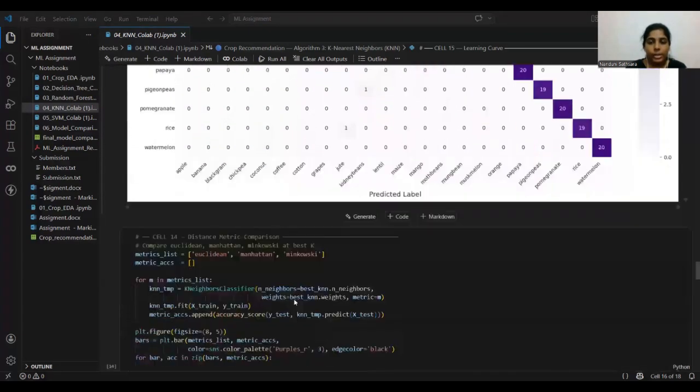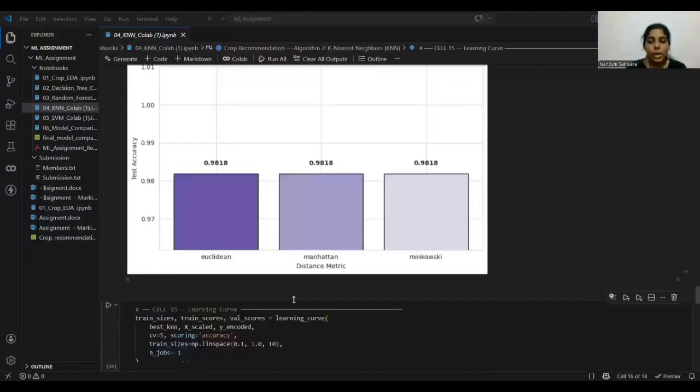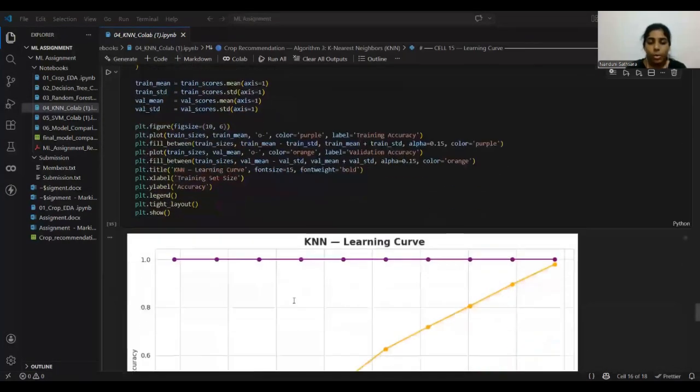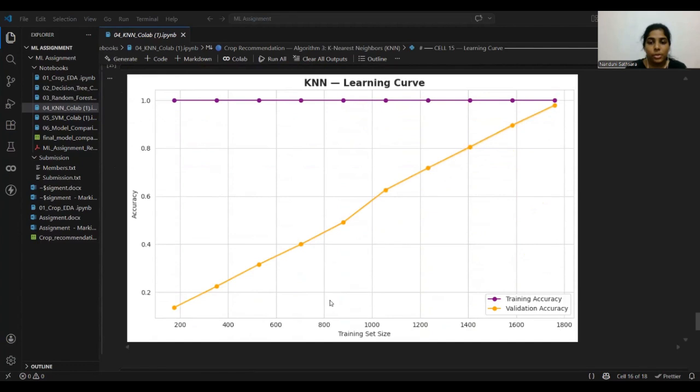I also analyzed the learning curve to understand how the model behaves with more data. The graph shows that both training and validation accuracy gradually improve and then stabilize. This indicates that the model is neither overfit nor underfit. It generalizes well. However, one limitation of KNN is that it can be slow during prediction because it has to compare new inputs with the training data. But since our dataset is relatively small, it wasn't a problem in this case.